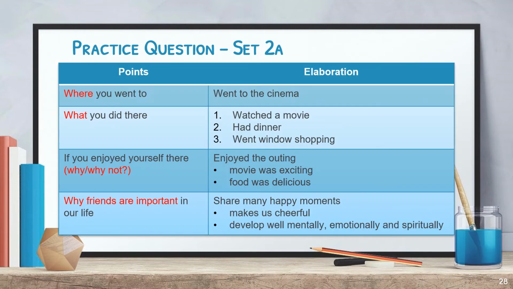So here is a guide. So where did you go to? Maybe you can talk about going to the cinema, going for a picnic, going for an outing. What you did there. If you go to the cinema, watch a movie, then you had dinner, then maybe you went window shopping. If you enjoyed yourself, yes, enjoyed the outing because the movie was exciting, you had delicious food. Why friends are important? You can share many happy moments with them. They make you cheerful and it helps you to develop well mentally, emotionally, and spiritually.